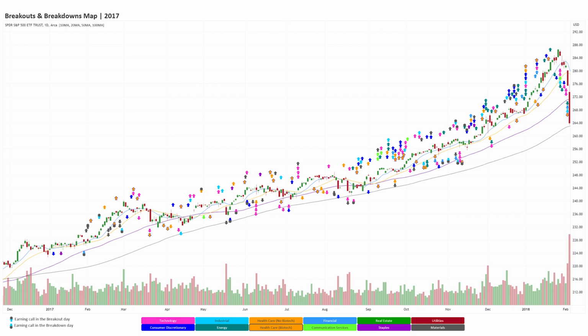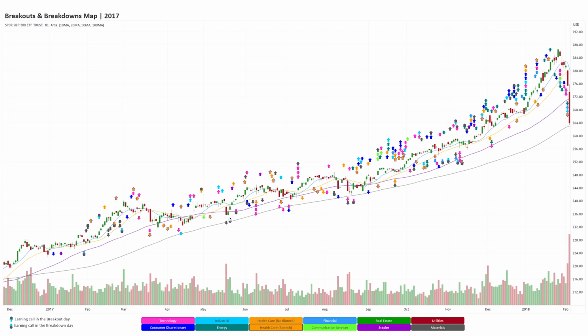Every slide contains 1 year of price action on the SPY ETF with the 10, 20, 50, and 100 days moving averages. Every time you see an arrow up, that's a breakout. Every time you see an arrow down, it's a breakdown. An arrow with a circle on top, that's a breakout with an earnings in the same day.